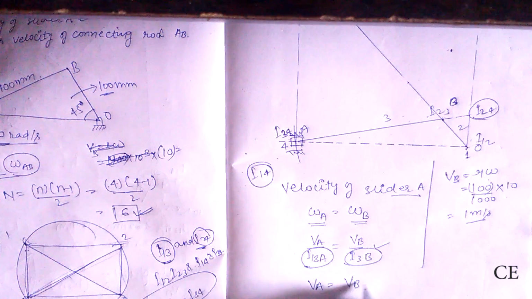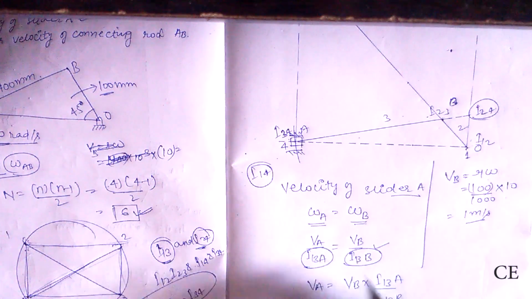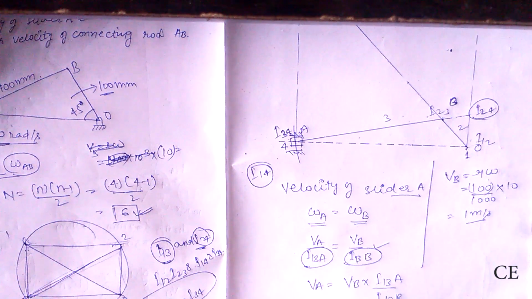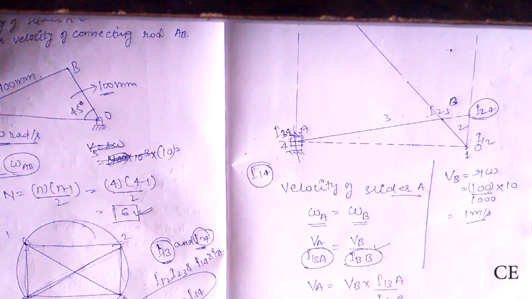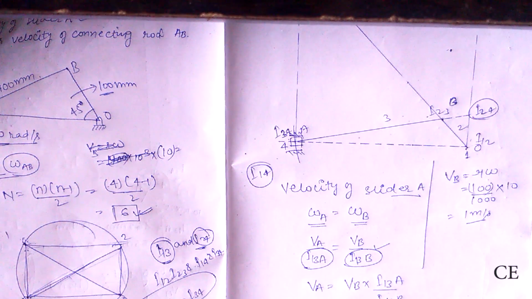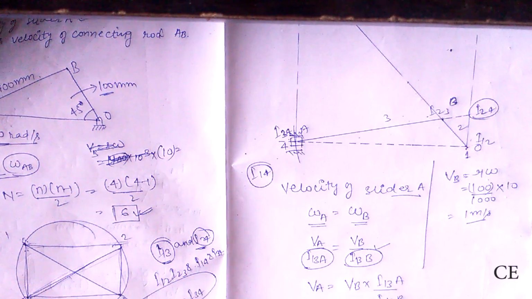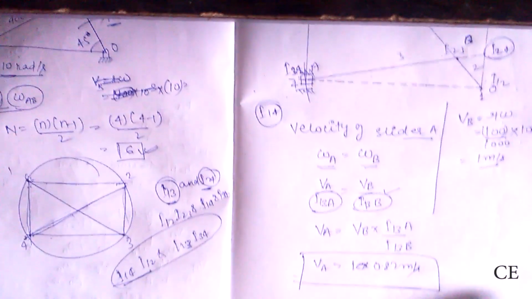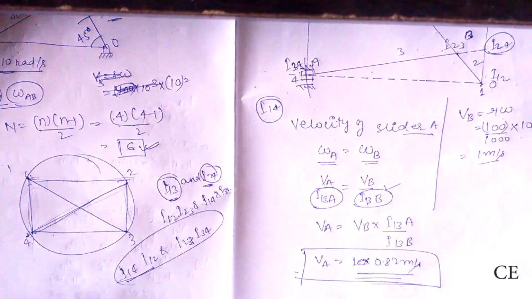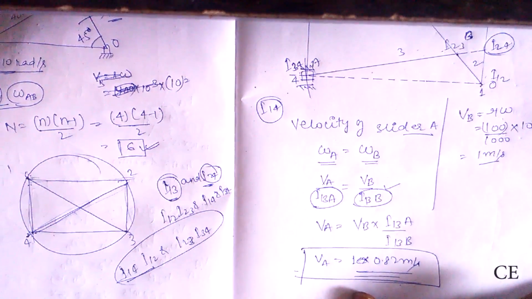Now scaling it up, we find the velocity of A: VA is equal to VB into I13A upon I13B. From this we can find the value of VA. I have already solved this and found the value as 0.82 meter per second. Now we have to find the angular velocity of the connecting rod AB.